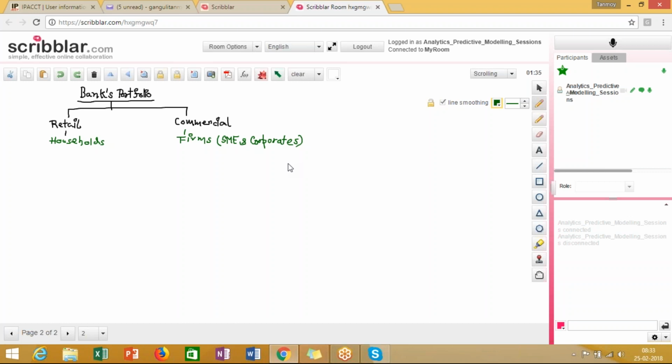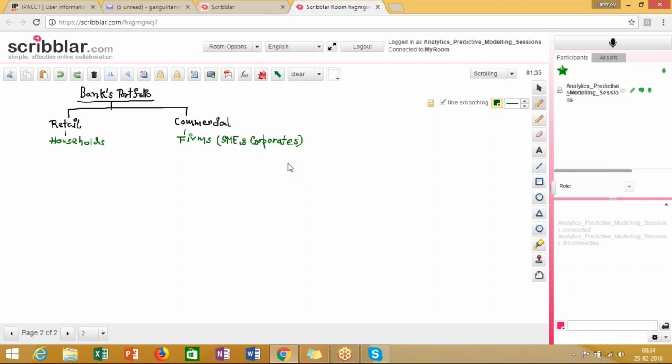On the other hand, in commercial portfolios, the number of accounts, the number of obligors, is very small, whereas the exposures of the accounts are very large, say in some millions or 10 million or more. So 1 to 10 million is the limit for SMEs, and more than 10 million it's corporates. Generally, retail and commercial portfolios are defined in terms of the number of accounts and the exposure per account.